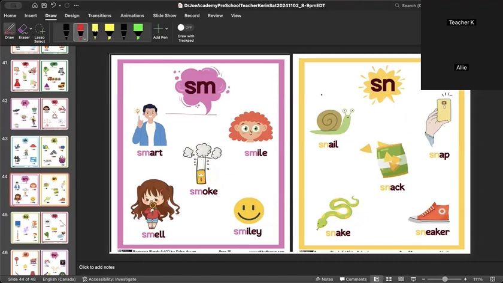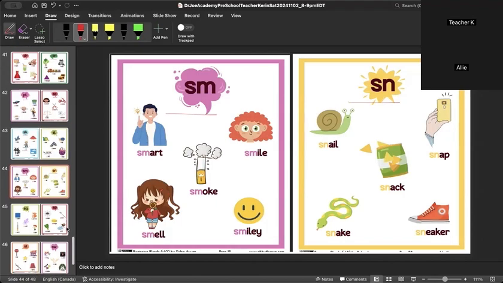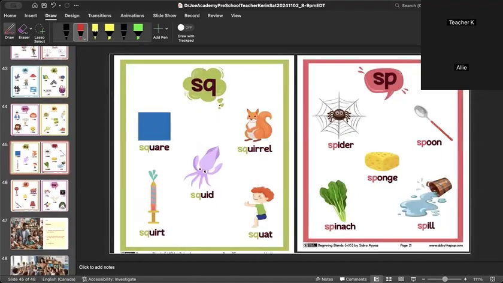Smart, smoke, smile, smiley. Yes. Snail, snag, snap, sneaker, snake. Yay. Perfect. And this one. Square, squid, squirrel, squirt, squat. It's an exercise you do. This is like squat. Square too. Square to the wall. Yes. Okay, next one.